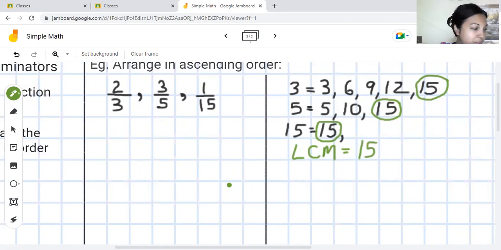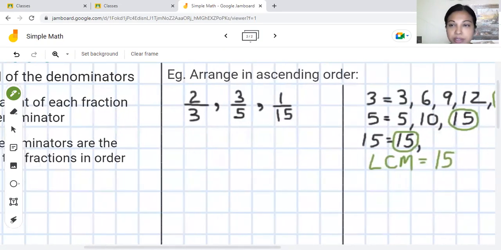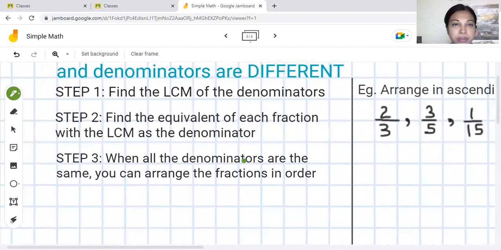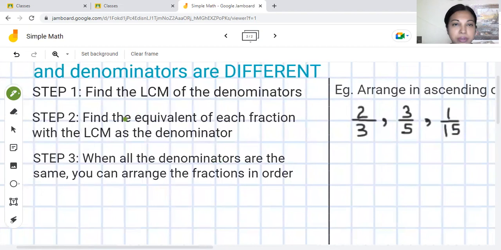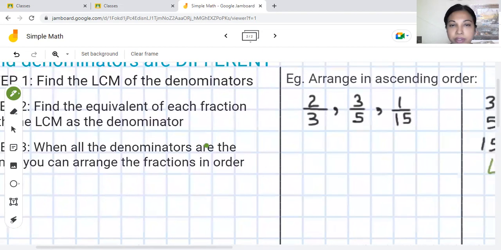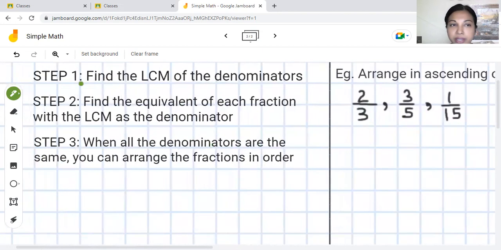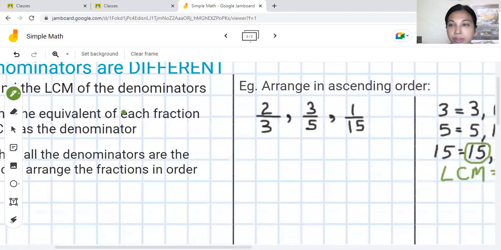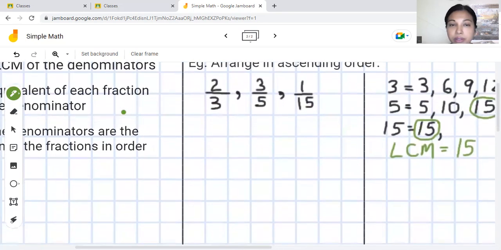Okay, so you're taking it in stages. So we have our LCM of 15. And our second step, if we go back to our notes, we are going to find the equivalent of each fraction with the LCM as the denominator. So we know our LCM. So you need to find the answer for the first step so that you can move on to step 2. So I know my LCM is now 15.